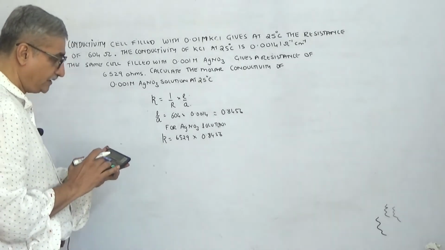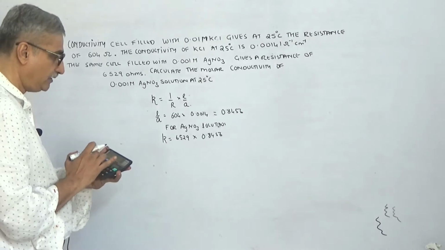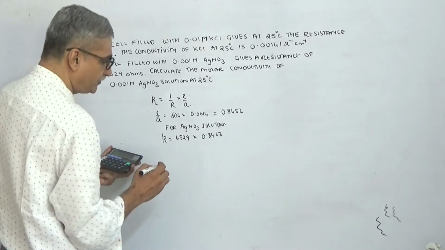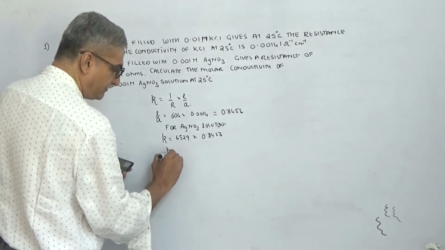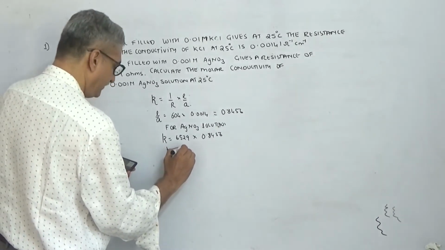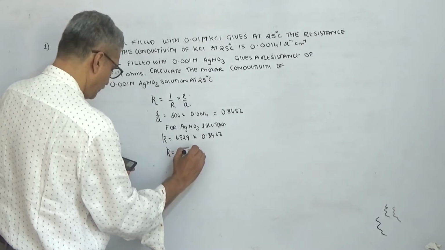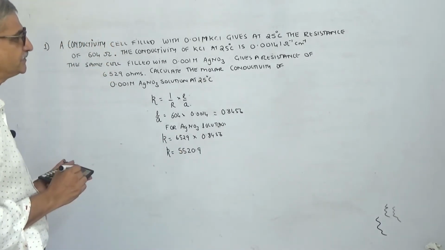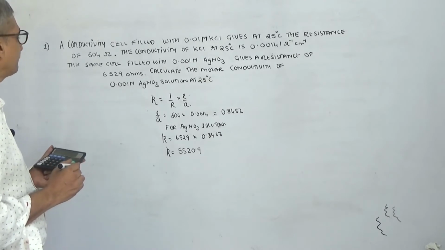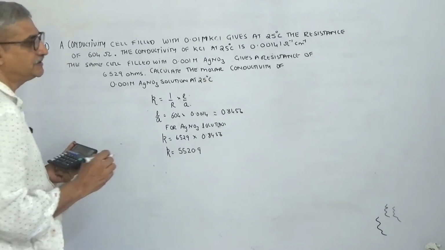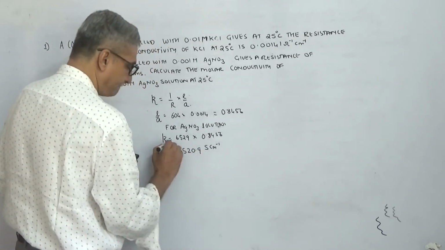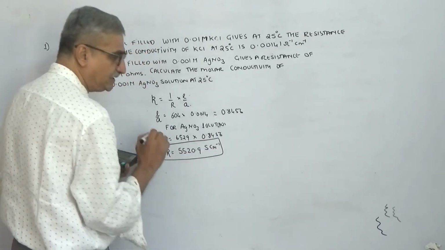So how much do we get? 6529 into 0.8456. So this becomes 5520. So K will be equal to 5520.9. So what will be the unit of K? This is Siemens per centimeter.